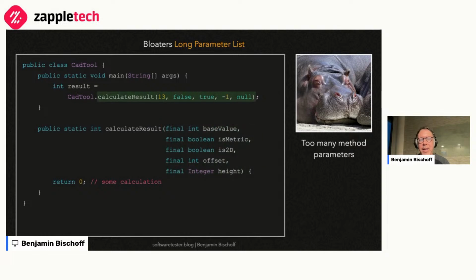That doesn't look that bad when you look at it first, but when you want to use this method, you can see that there is something off, because you would use it like this: calculate result, for example, 13, false, true, -1, null. If you don't have hints from your IDE, there is no way to really know if you're using this correctly or what the parameter combination is doing. And also, this is a nightmare to test. Imagine covering that with unit tests, all the possible combinations of parameters. That is a strong indication that it is a code smell.